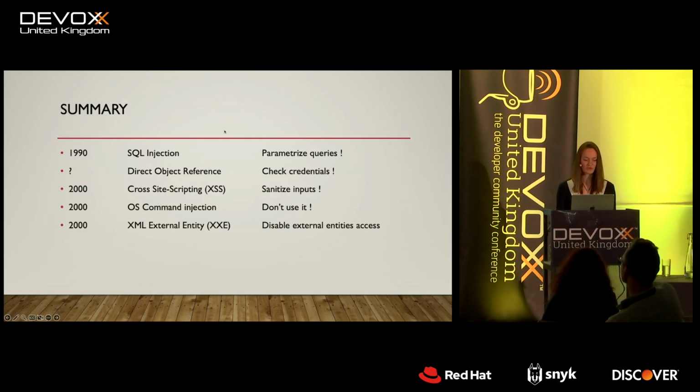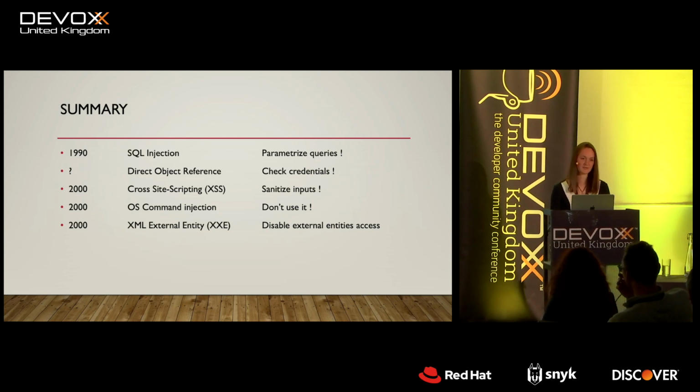So now moving on to the summary. We just saw the SQL injection. So what is the solution for SQL injection? It's to parameterize queries. Then there is direct object reference, where you need to check credentials; cross-site scripting, where you need to sanitize inputs; and OS command injection. The main advice is just don't use it, because it's almost always a bad idea. If you really have to, for reasons that you can explain, you need to sanitize inputs. And then finally, for XML external entity, you just need to disable the external entities.